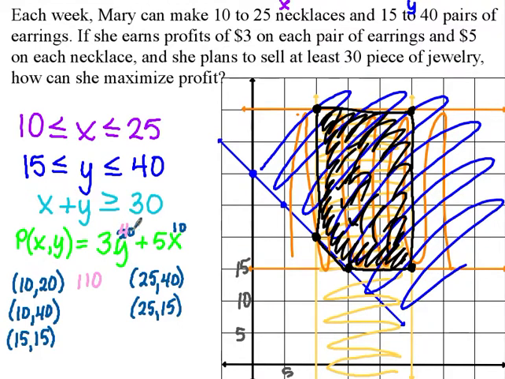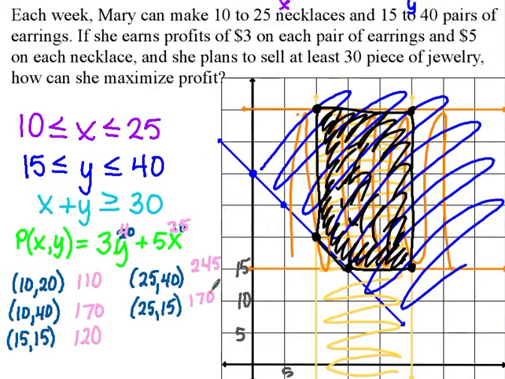So you have 10 here and 40 here. What do you got now? 170. Okay, 15, 15. 120. What about 25, 40? 245. You got 245? It should be 125 and 120. 245. What about the next one? 25 and 15.